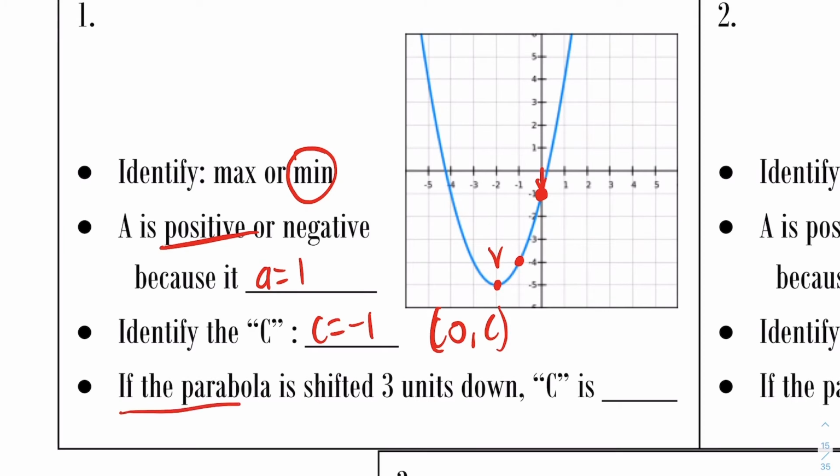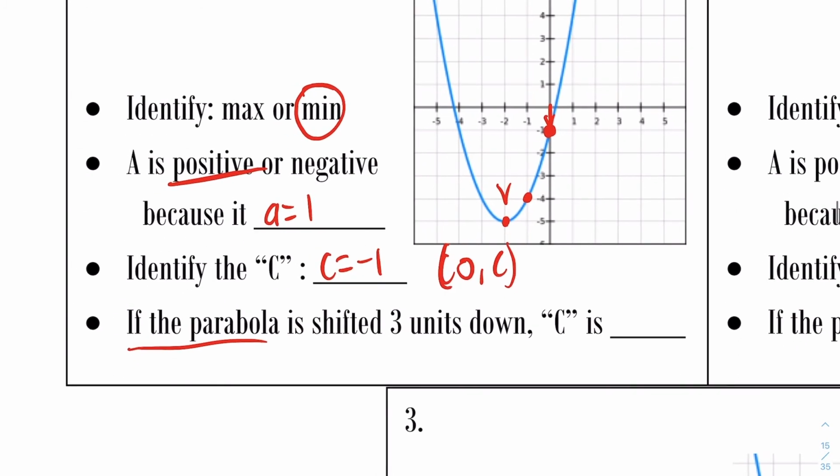Then in this final question, if the entire parabola shifted 3 units down, then this c would go 1, 2, 3 spaces down, which is at negative 4.